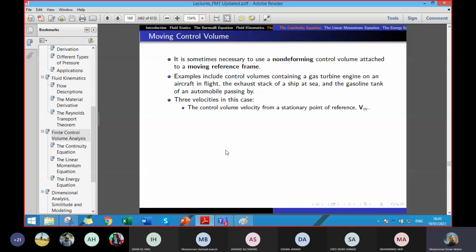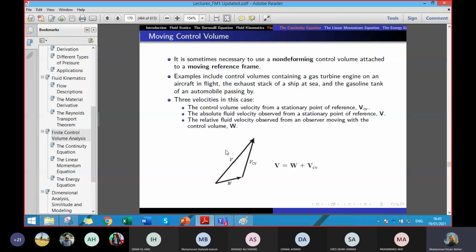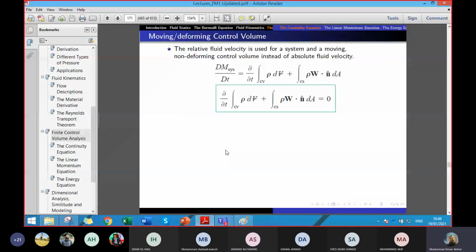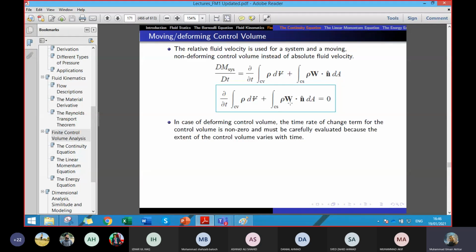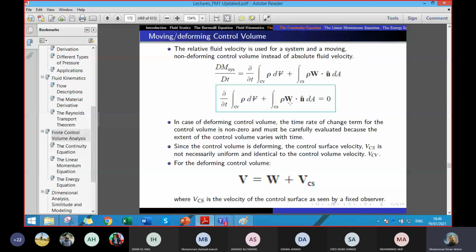Because we are having three velocities in this case. The control volume velocity from a stationary point of reference, which I have already explained. The absolute fluid velocity observed from a stationary point of reference, right? And the relative velocity, that is the difference between the two velocities. They can be adding or they can be subtracting. So that relative velocity will be calculated case by case. Clear? So if it's the continuity equation and we have a non-deforming moving control volume, then we'll be using W instead of the absolute velocity V. Similarly for the other equations that we will subsequently develop.